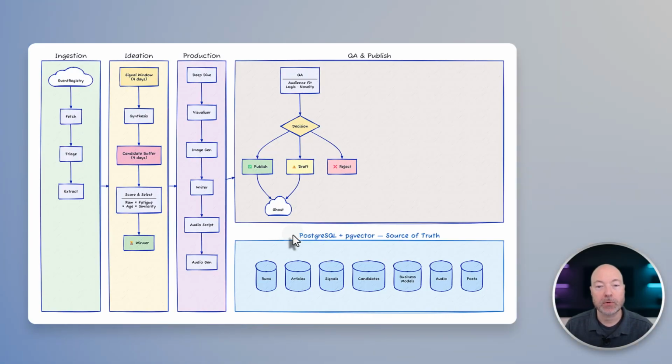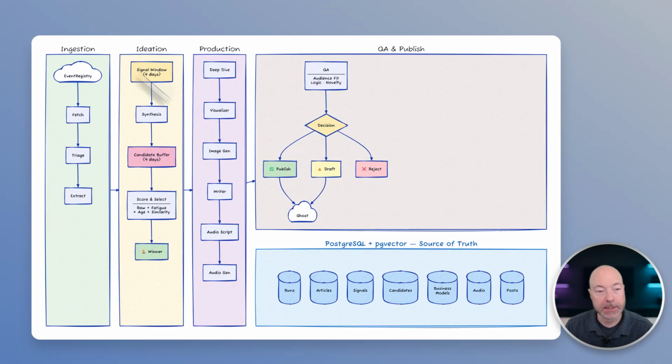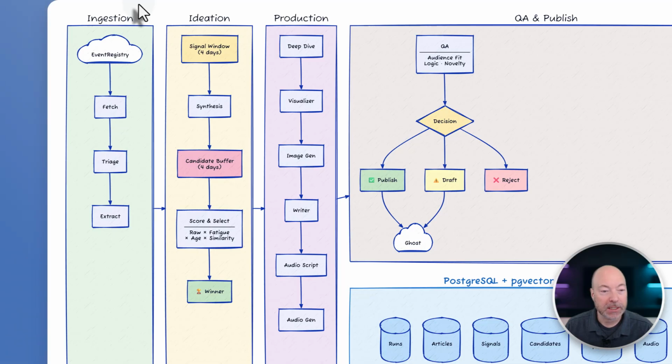This is what I use for similarity search to make sure that the ideas I generate aren't too similar to previously published ones. So here in the ingestion phase, we first fetch the news articles from EventRegistry. This is a news API that I use, and I've been really happy with it so far. I will actually show this a little bit more later. So that's the fetch step.